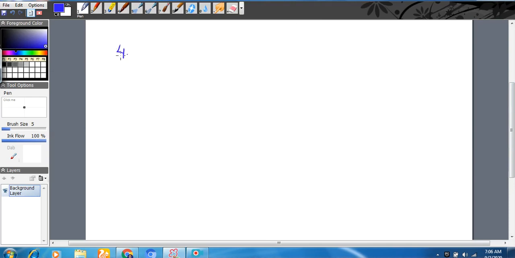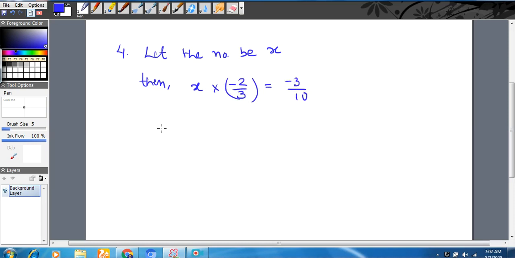Fourth question. By what number should we multiply minus 2 upon 3 so that the product is minus 3 upon 10? So let the number be x. Then write minus 2 upon 3 times x equal to minus 3 upon 10. So this question is the same as question number 3. x is minus 3 upon 10 divided by minus 2 upon 3.